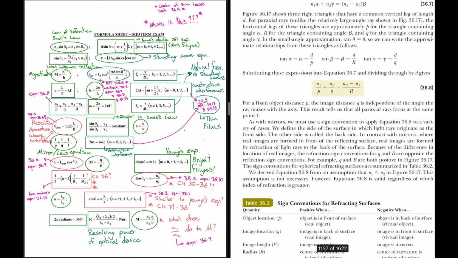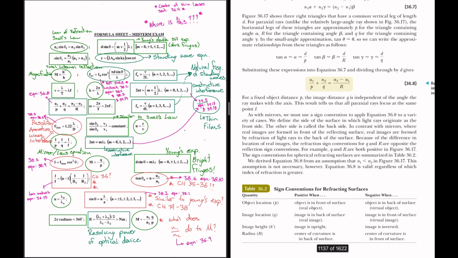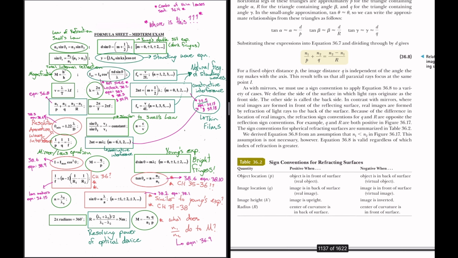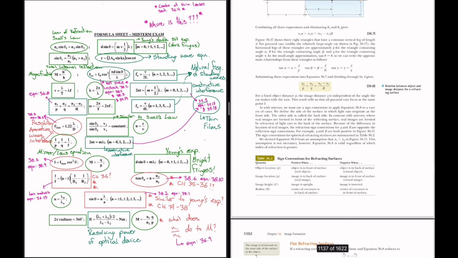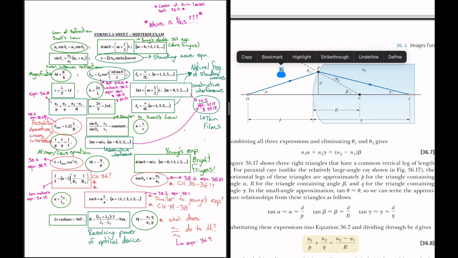So let's read just right here, the section just before this to see what they're talking about. For a fixed object distance P, the image distance Q is independent of the angle the ray makes with the axis. This result tells us that all paraxial rays focus at the same point I. Okay, that's not too important. I was trying to figure out which index of refraction is N1 and which is N2, but we can actually see it in this picture. So N1 is the index of refraction outside of the piece of glass where the object is placed. You can actually see that by this letter P and this index of refraction N1.